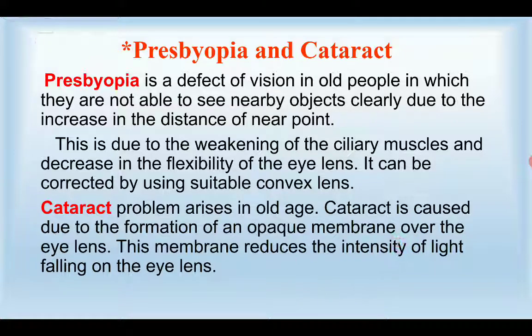This defect can be corrected by using some operative method, like surgery. In that surgery, the old original eye lens is replaced by a new fiber based lens, and in that case the person is able to see things clearly.